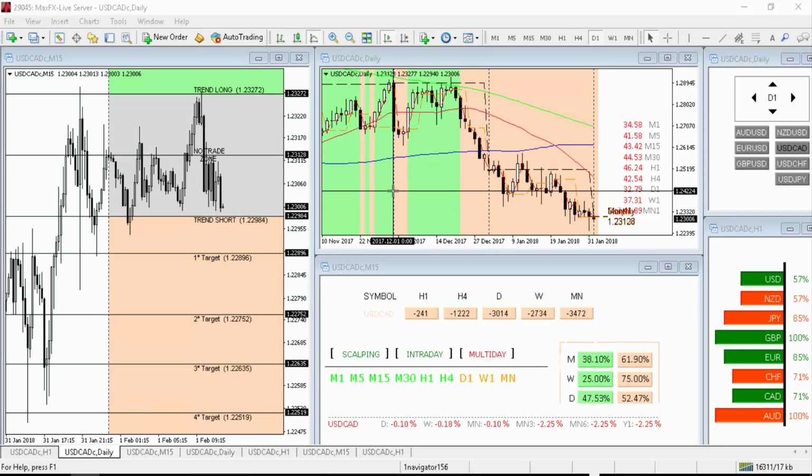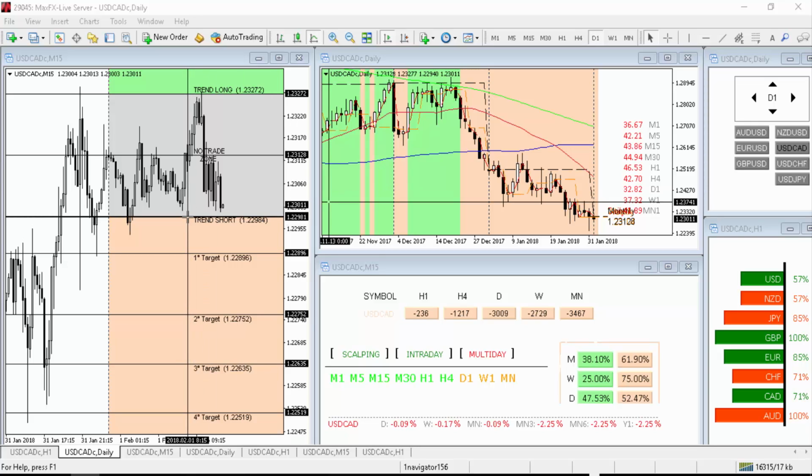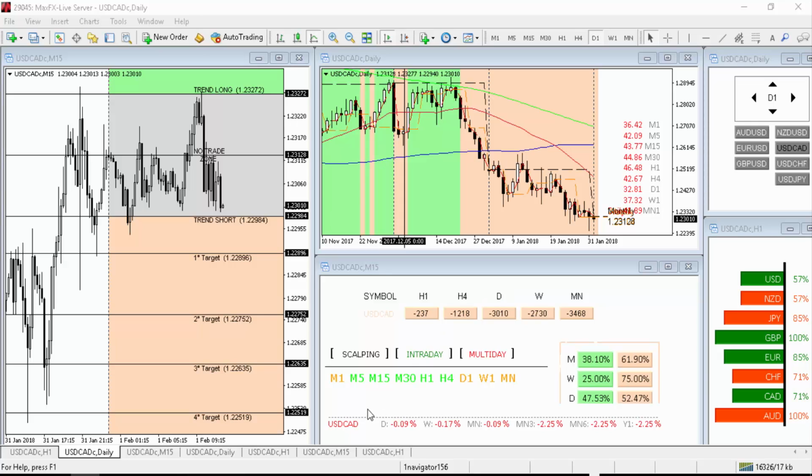US dollar Canada is moving in a slight bearish tendency just above the entry level of the bearish zone of the target geometry at 122.98. The market is below all the moving averages of the EMA dashboard, presents a percentage confluence up to the yearly level, and the percentage variation on a daily basis is of 0.09%.